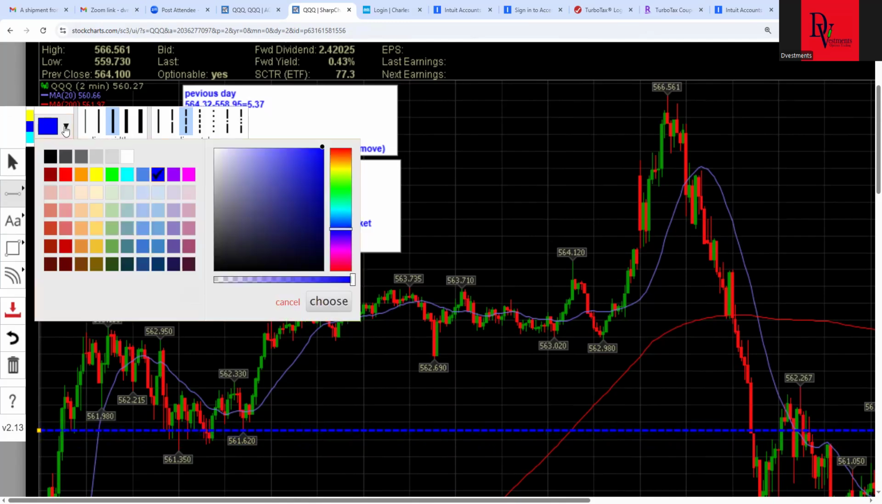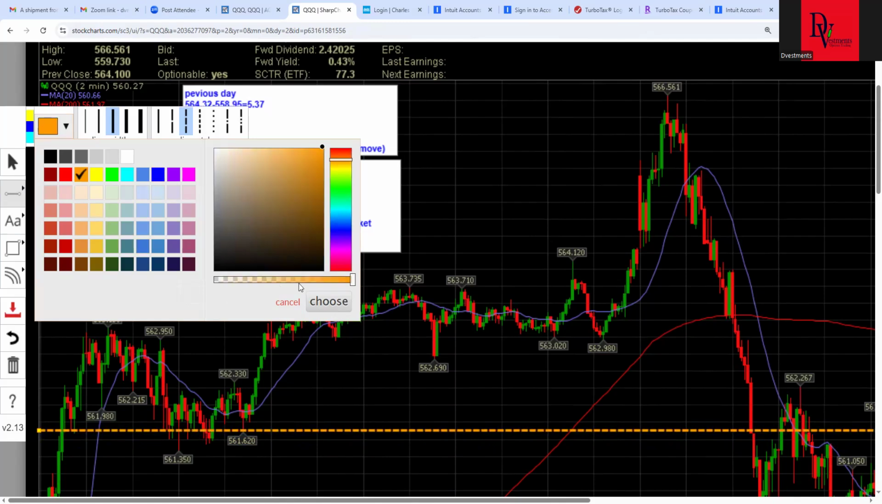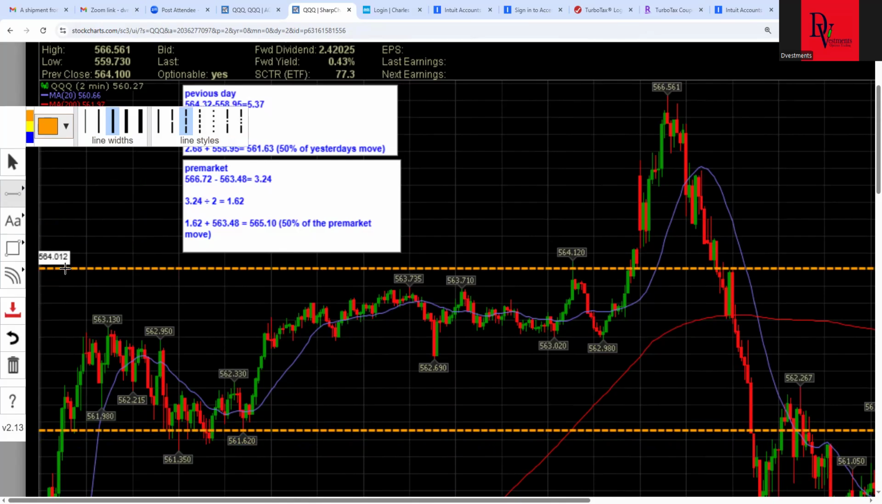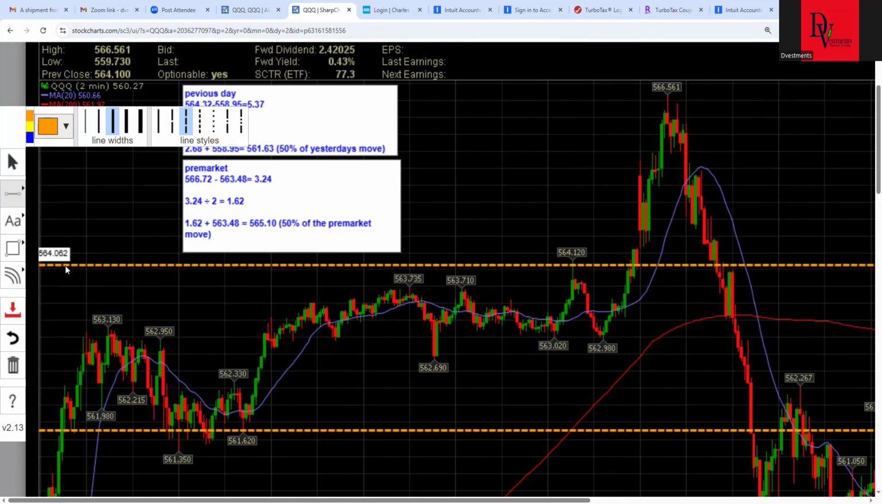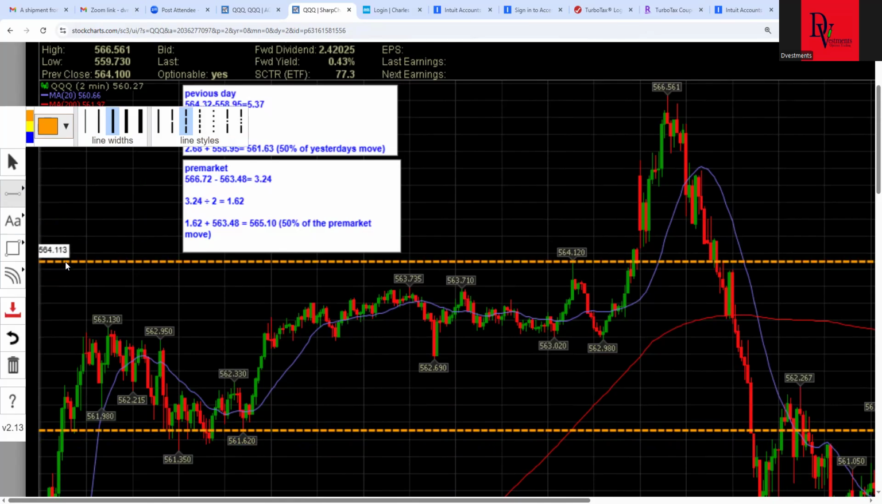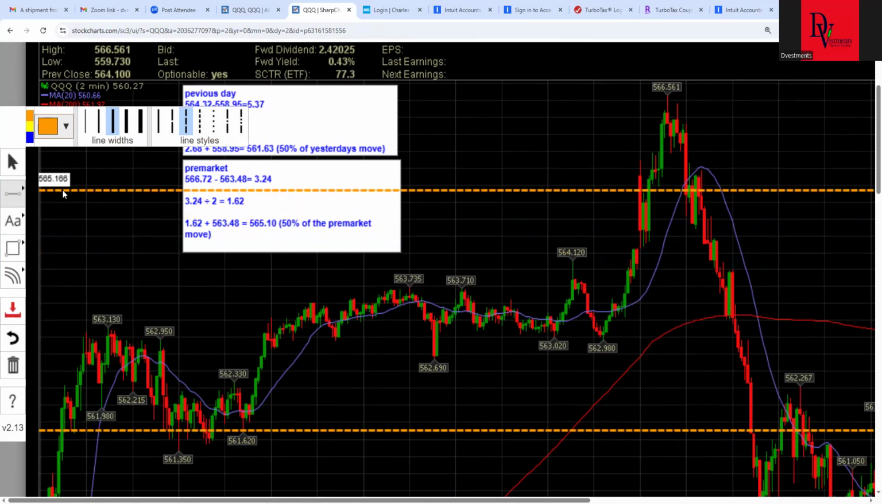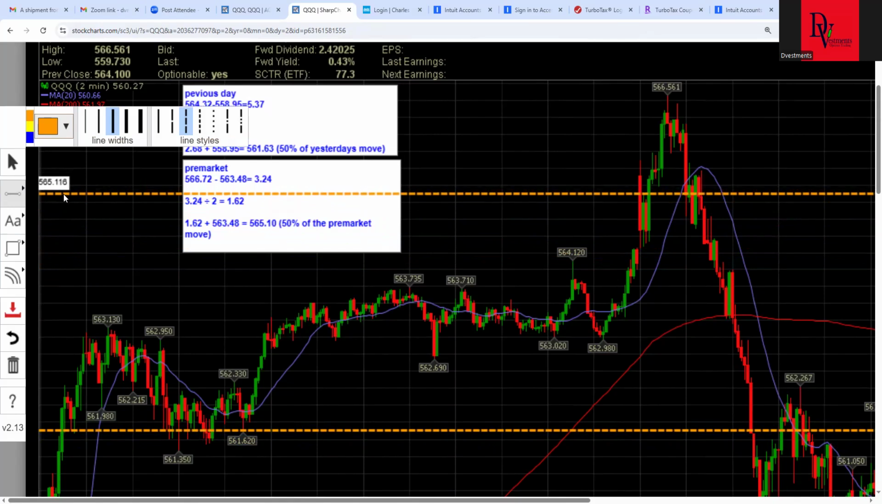I'm going to change the color on here so that I can see it better. And then the next number that I'm going to get is my 565.10. So 565.10, I'm going to go all the way up, okay, past it. Come on back down. All right, there we go. 565.10. So I've got my two numbers on my chart.